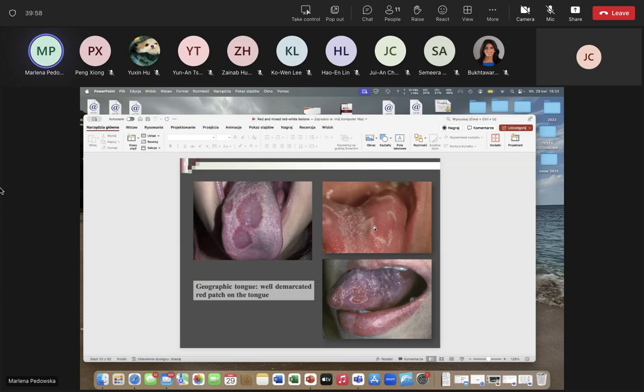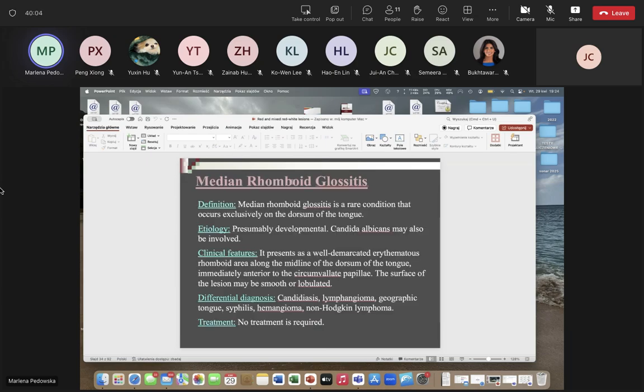that we have some red patches which are bald and they are surrounded by hyperkeratosis. Median rhomboid glossitis is also a rare condition that occurs exclusively on the dorsum of the tongue. There are many theories about this, whether it's developmental, or if it happens during life just because we have some immunosuppression.